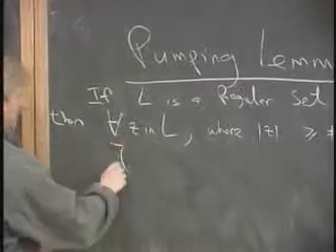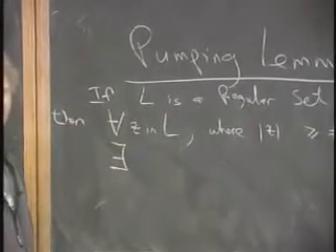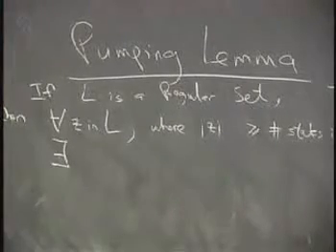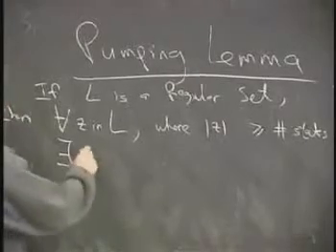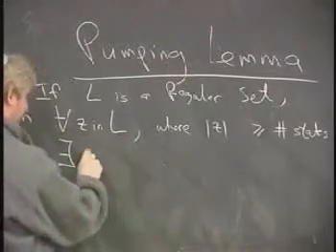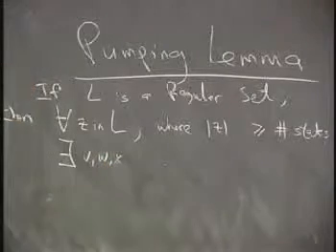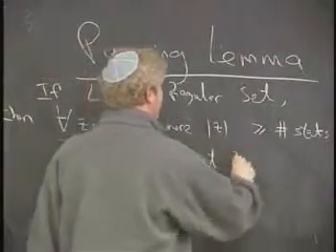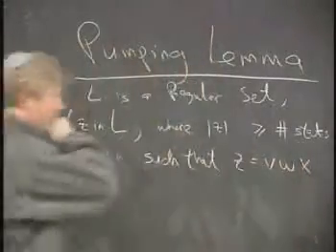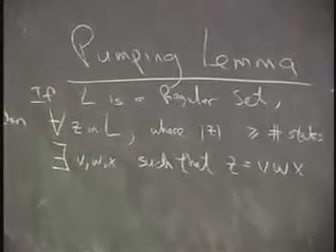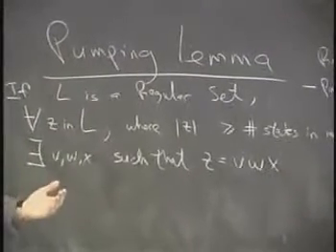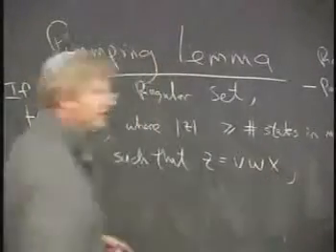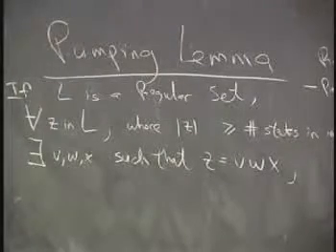So we write, there exists. Is there a symbol for what you just said? Yeah. There exists VWX, three parts, such that Z equals VWX. The string we were given at the beginning is equal to the concatenation of these three, put one against the other. And there's some conditions on VWX that give us some power here.